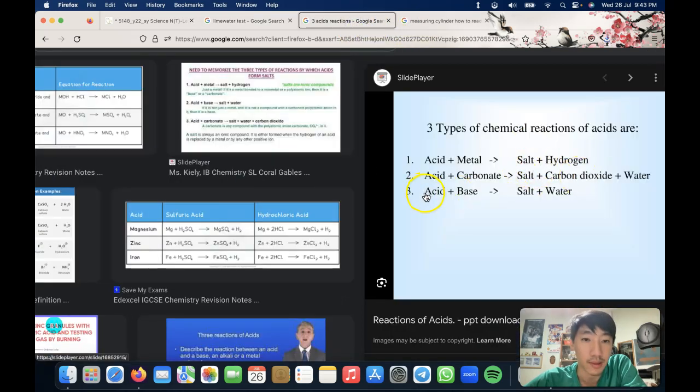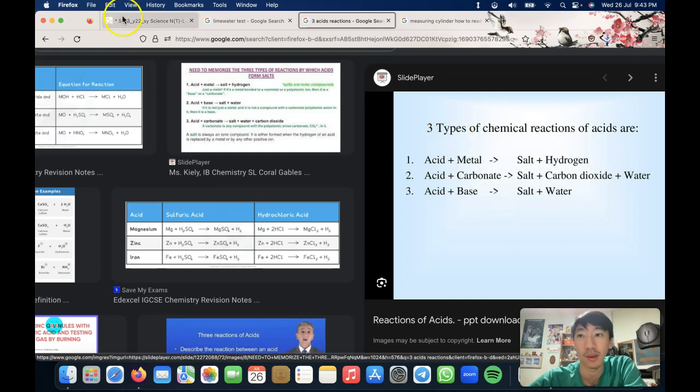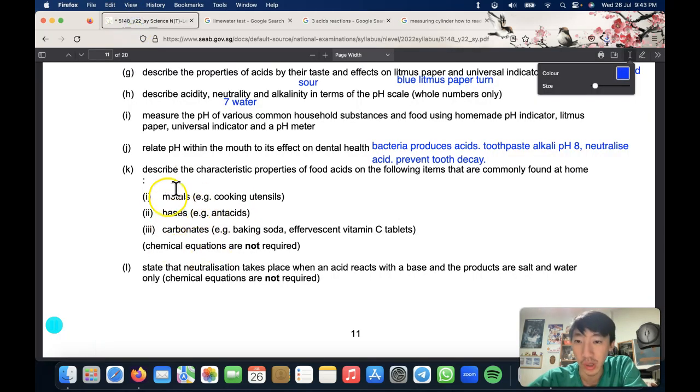And lastly, acid plus base or acid plus alkali, same thing, will give you salt plus water. So notice something interesting here. Acid and carbonate gives you water, acid and base also give you water, but acid and metal does not give you water. So why is this the case? This is just a chemical reaction. You need to memorize these three things.